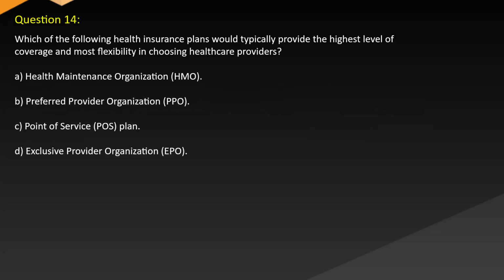Question 14. Which of the following health insurance plans would typically provide the highest level of coverage and most flexibility in choosing healthcare providers? A. Health Maintenance Organization, HMO. B. Preferred Provider Organization (PPO). C. Point of Service (POS) plan. D. Exclusive Provider Organization (EPO).